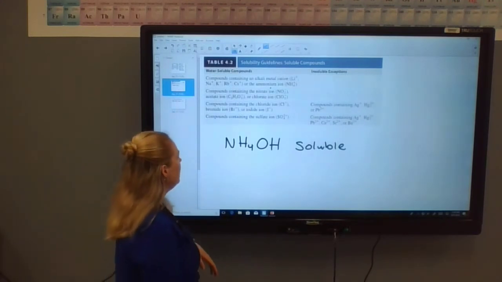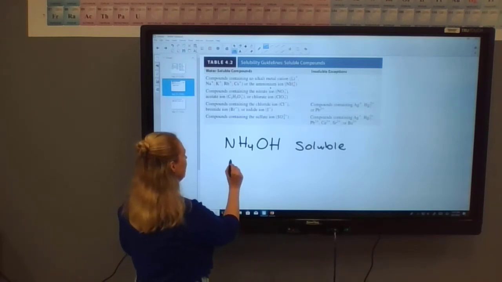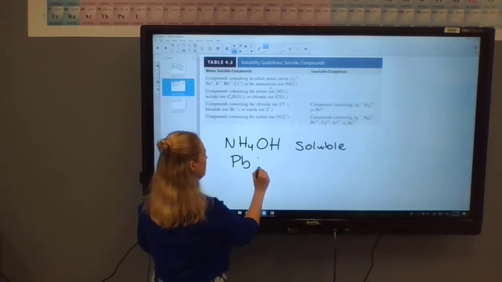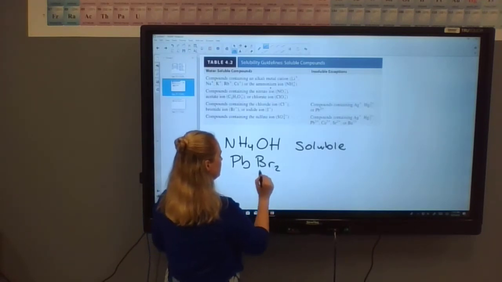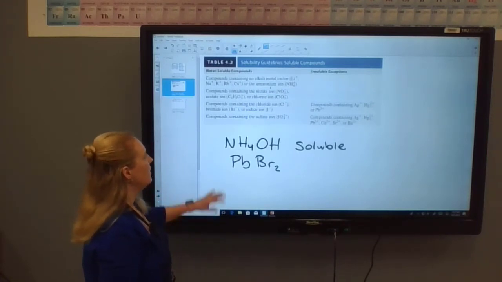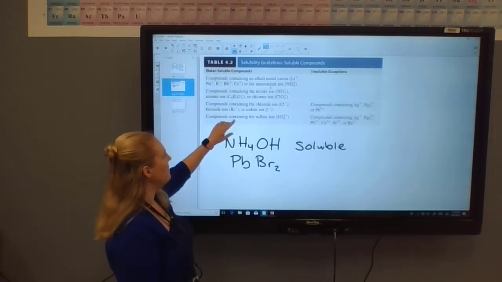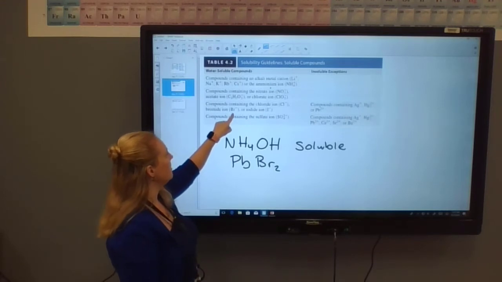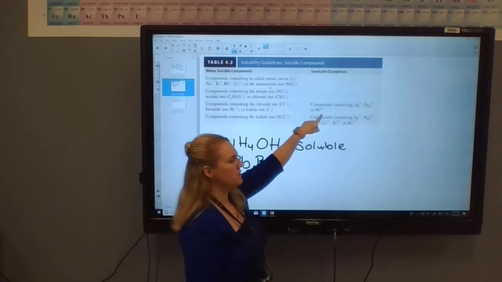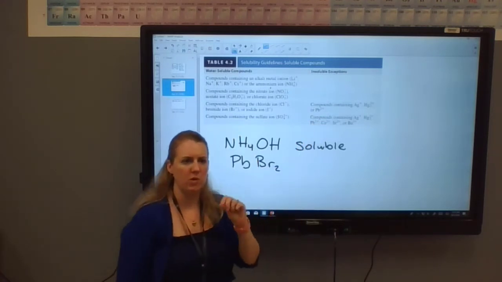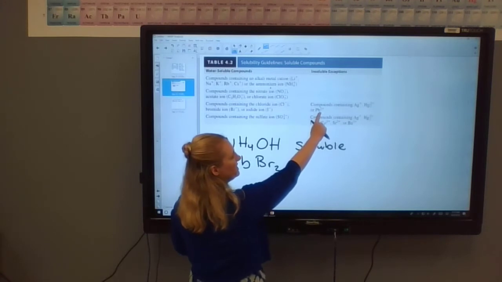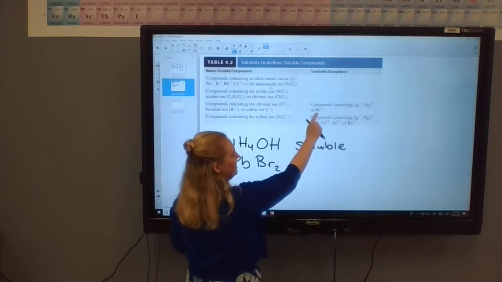If I had, say, PbBr2. So this is lead(II) bromide. There are no rules for lead, but there is a rule for bromide right here, and it says bromide is water soluble. But that's one of the rules that have exceptions, so we need to go over here and check to see if that's one of the exceptions. And sure enough, lead(II) is one of the exceptions, which means this would actually be insoluble.